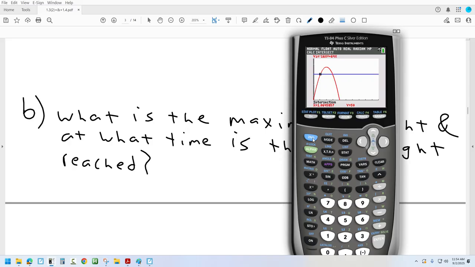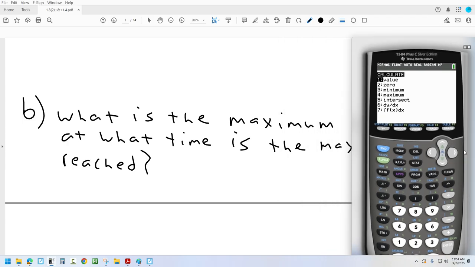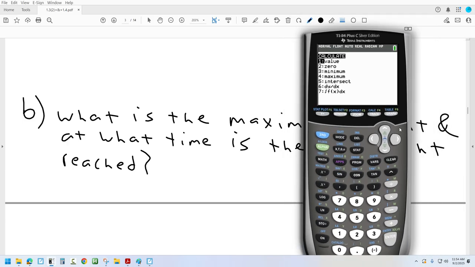So you're going to press second, and you're going to press calc, and you're trying to find the maximum height. You're not going to do intersect this time. Anybody have a guess which option would help us here? Yep. 4. 4, maximum. Now, it's similar. You're going to hit enter 3 times, but you have to put your cursor in the right spot. First of all, my cursor right now is on the blue line. That's no good. I need to be on the parabola. If you're already on the parabola, you're all set.